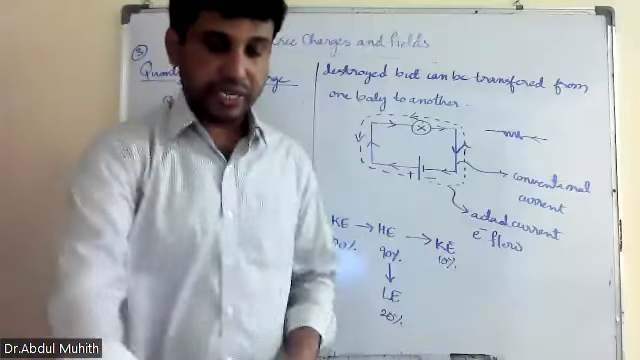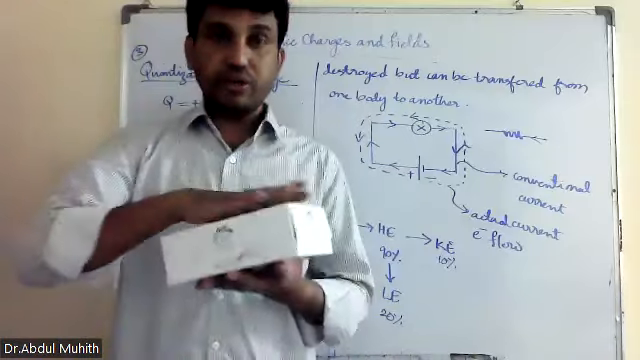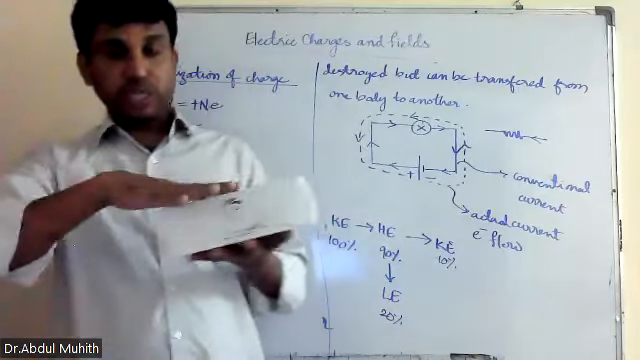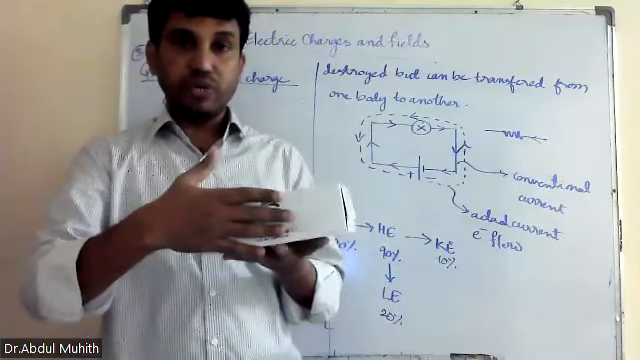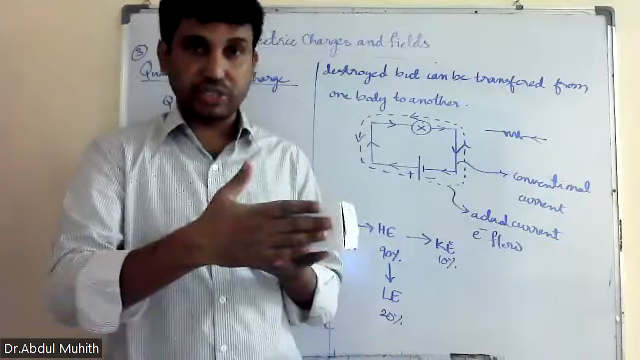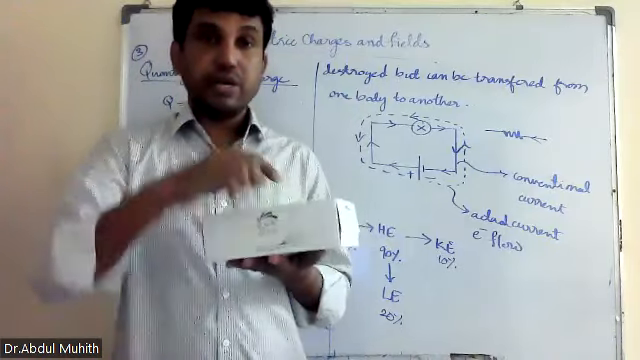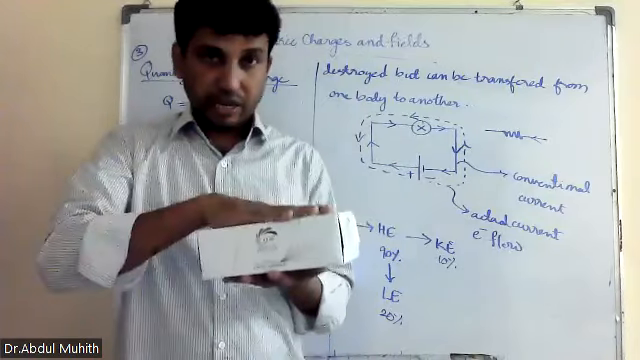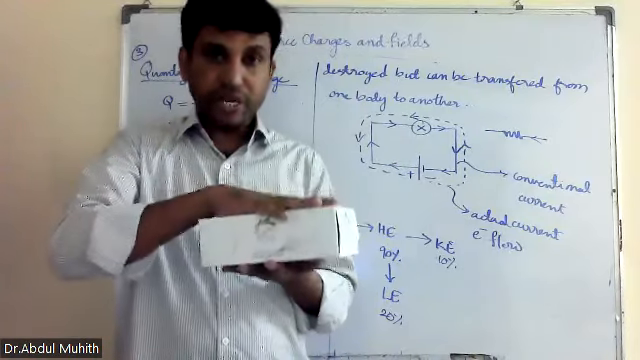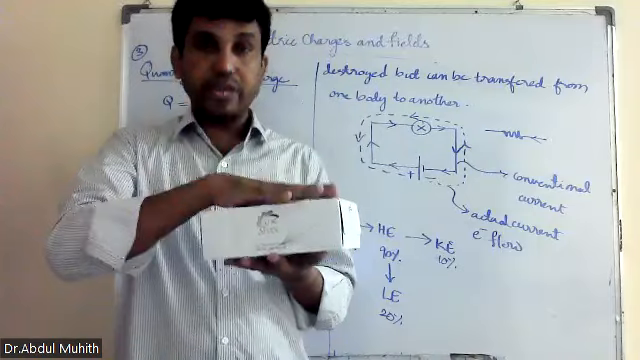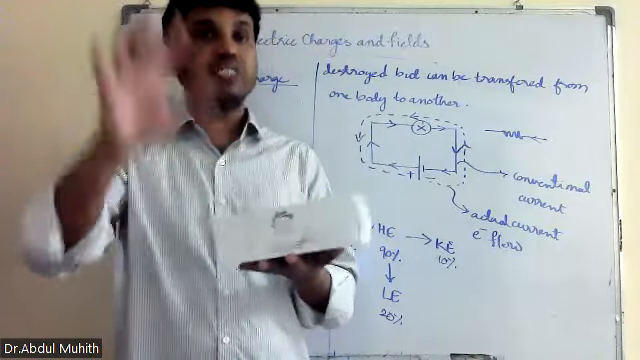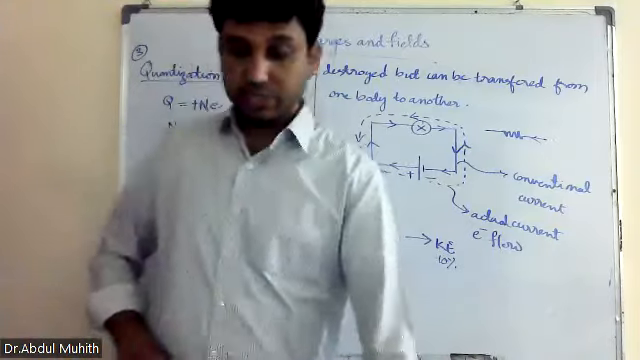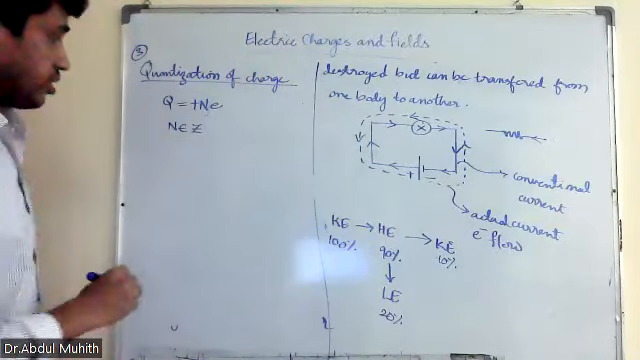So that is why, if you want to find out the total charge on this body, what you will do is take the number of electrons first. Suppose there are 100 electrons. Multiply the 100 electrons with the charge of the electron. Then you will get the total charge. Understood now? Is that clear? That is said to be the quantization of charge.